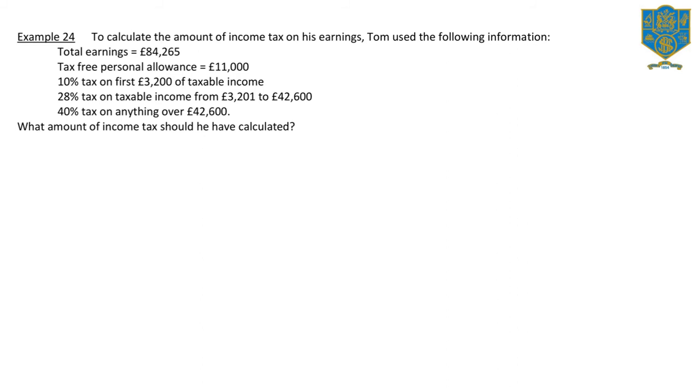39,400 at 28%, so that's multiplied by 0.28, which is 11,032. And then we've got 30,665 at 40%, so that's multiplied by 0.4 to give 12,266, meaning the total tax that Tom earns is £23,618.